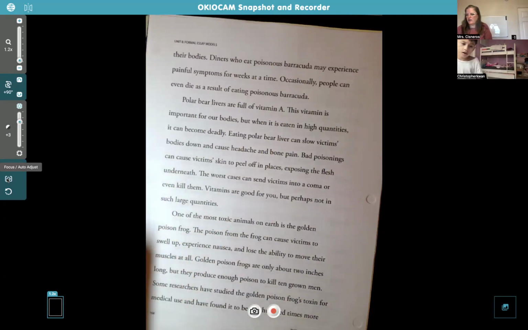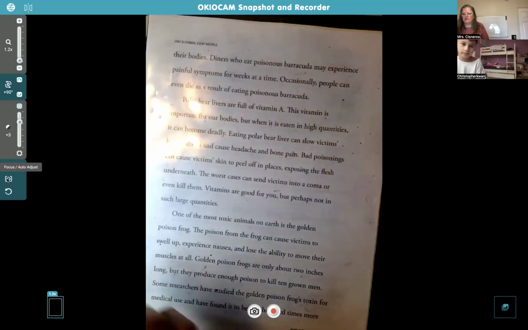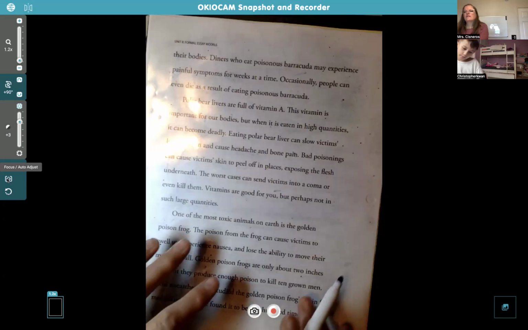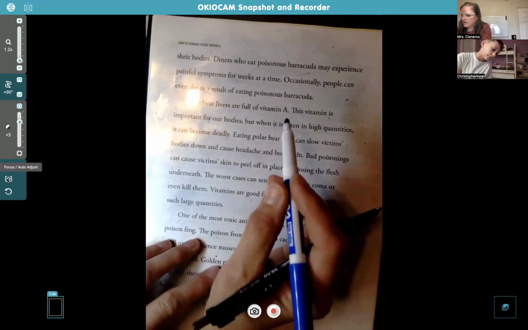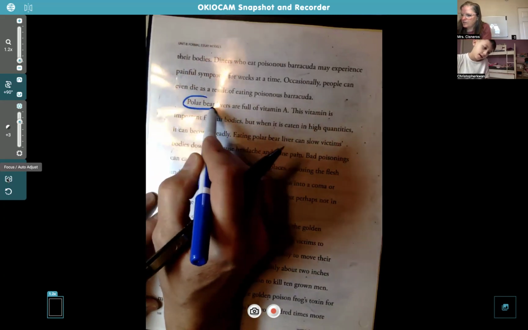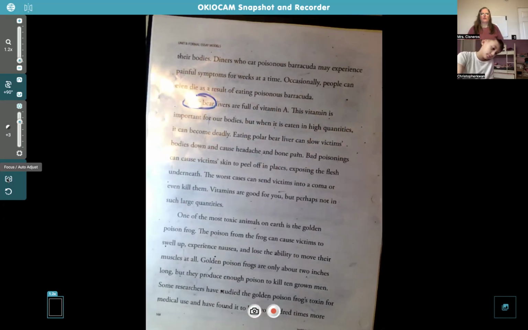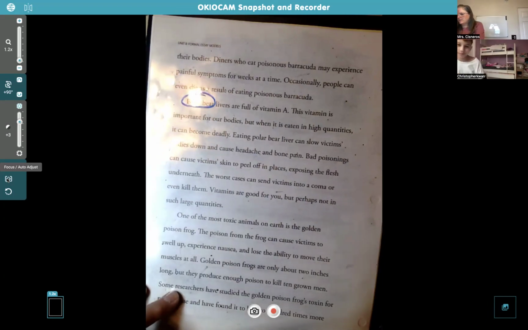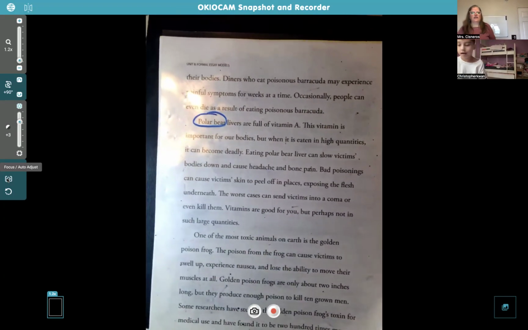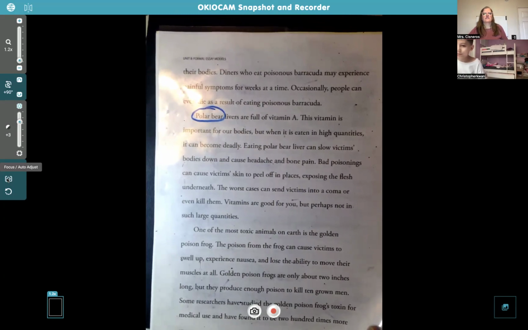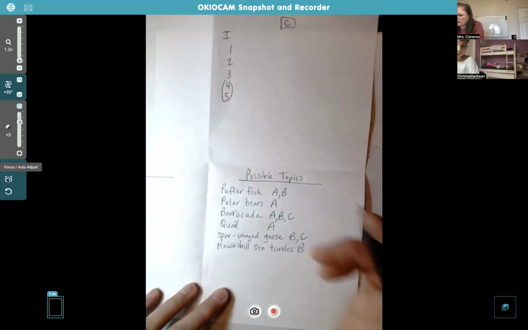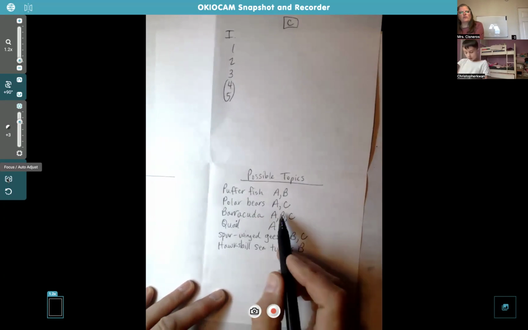What do you think the next paragraph is going to be about? This is page 168. Polar bears' livers are full of vitamin A. Yes, polar bear. I can't imagine eating a polar bear though, but I guess some people do. Hopefully we don't have any vegans in this class. They don't like to eat meat. This one's about polar bear. So let's put comma C here next to polar bears.